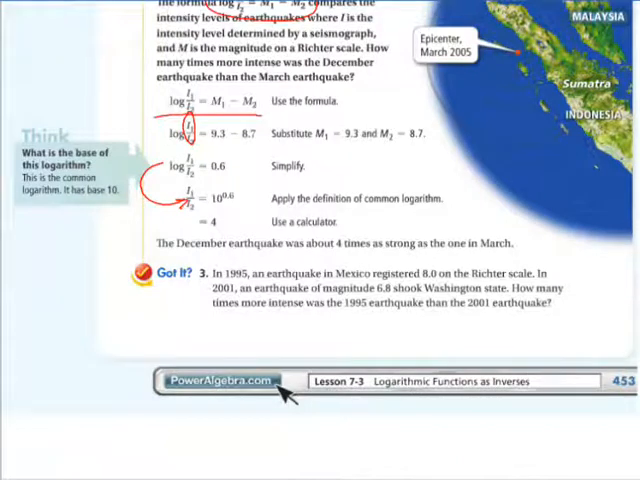In 1995, an earthquake in Mexico registered 8 on the Richter scale. In 2001, an earthquake of magnitude 6.8 shook Washington State. How many times more intense was the 1995 earthquake than the 2001 earthquake? Use the same formula. See if you can do this on your own this time and get an answer here.